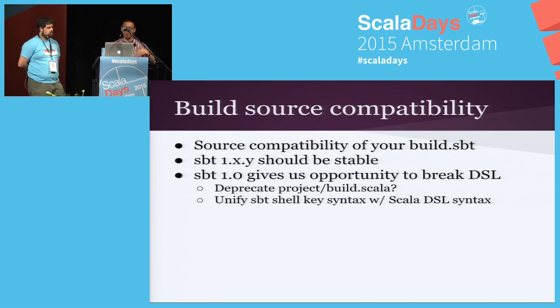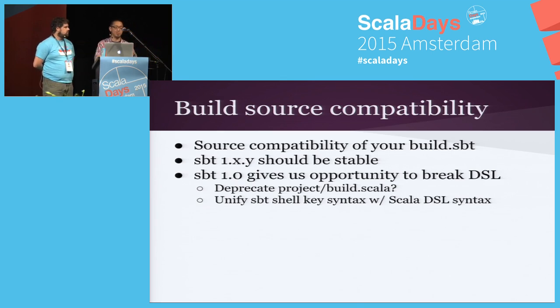One idea that's been floating around is deprecating project/Build.scala. Currently there are 3 or 4 different dialects for specifying your build: the normal build.sbt, the multi-project build.sbt, and then there's the Scala one. To make this easier for us to maintain going forward, one idea is to get rid of Build.scala, because now the multi-project build.sbt is powerful enough. Another idea is to unify the syntax of the SBT shell and the build.sbt syntax. So we're still floating these ideas around.